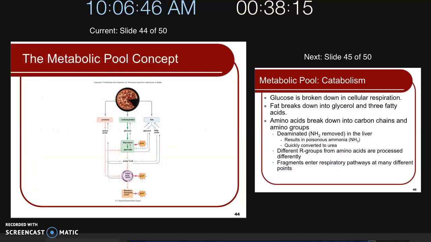So the metabolic pool concept: when you eat food, it's typically not just a single macromolecule, right? If you ate this pizza, you've got various macromolecules that you're consuming, proteins, carbohydrates, and fats, and they're all broken down in that metabolic pool differently, but they all ultimately are feeding into glycolysis, because that's the only way that the full amount of the energy is extracted.